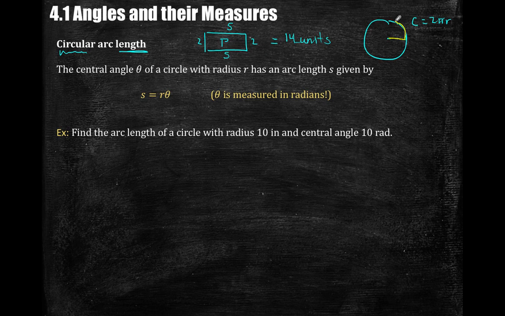If I only go this far around the circle, what is this arc length? Arc length in our books is called S. So here is a formula for arc length. Arc length is the radius times how much you travel all around the circumference, which is theta.